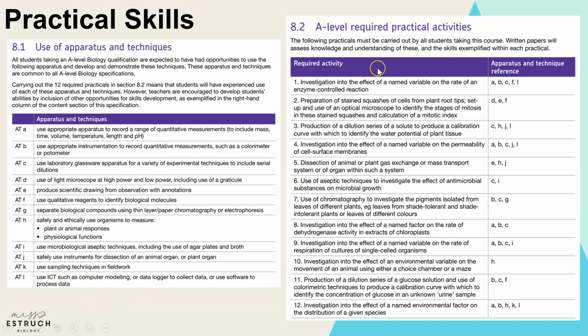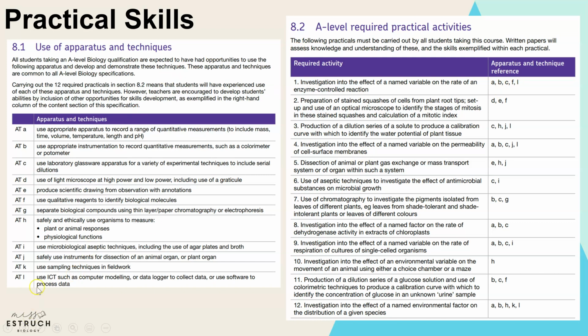Now on the required practical page, you've got what the 12 required practical titles are, and then it tells you for that required practical which apparatus and techniques you could get questions on. So that's why using these two together is really useful. Because if you want to revise the practicals, you could have maybe a mind map of enzyme controlled reactions, and then have a look at what A, B, C, F and L are on this list and annotate that around.